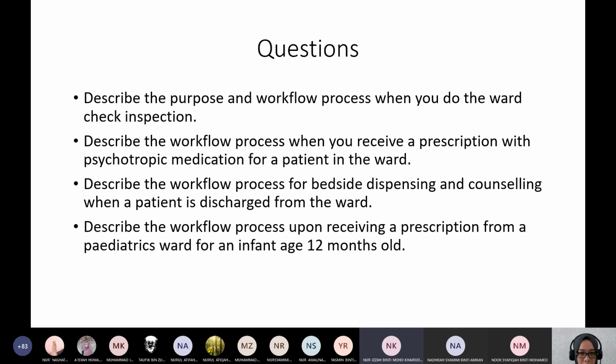So now the workflow process for bedside dispensing and counselling by an inpatient pharmacist when a patient is discharged from the ward. Can someone explain how you are going to supply, dispense and counsel the patient in the ward, and how to refer the patient for follow up or TCA to collect the balance of medication? What are the issues here when you dispense medication for discharged patients? Anybody remember how to do it?